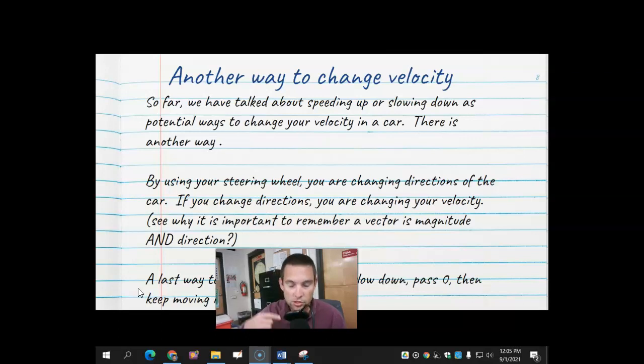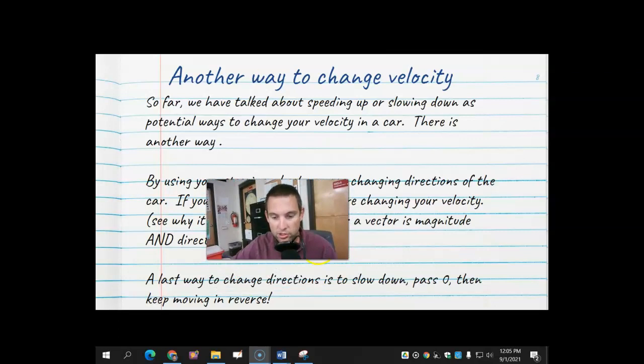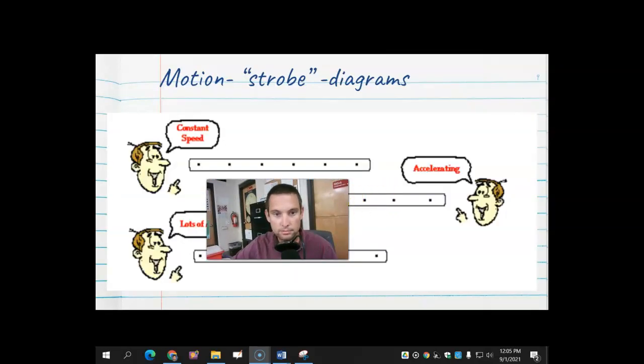So if you change the magnitude or the speed, how fast you're moving, then you're accelerating. And if you change the direction that you're moving, even if your speed stays constant, if the direction changes, then you are accelerating. A last way to change directions is to slow down past 0 and then keep moving in reverse.